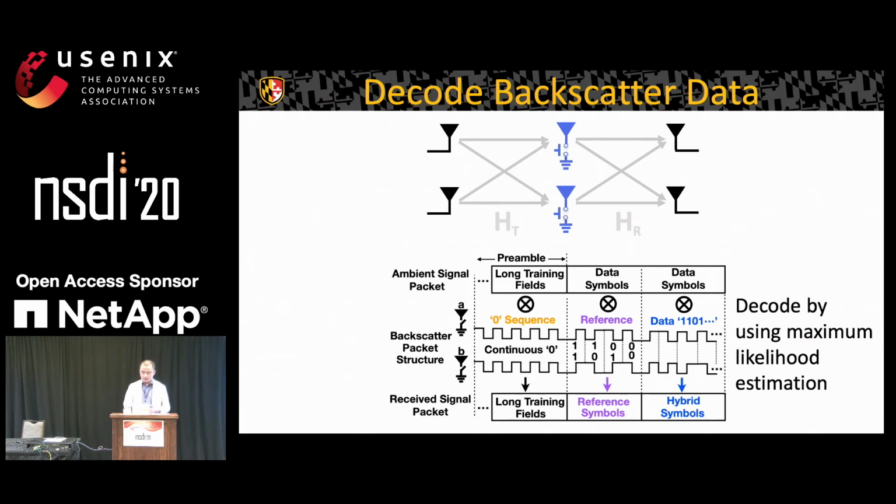Finally, we transmit the backscatter data. We already have eliminated pre-scatter and post-scatter channels. The only unknown value in the MIMO channel model is the backscatter data. It can be decoded by using the maximum likelihood estimation.